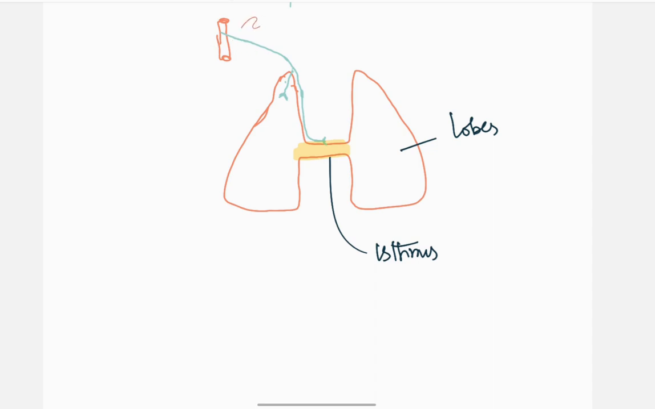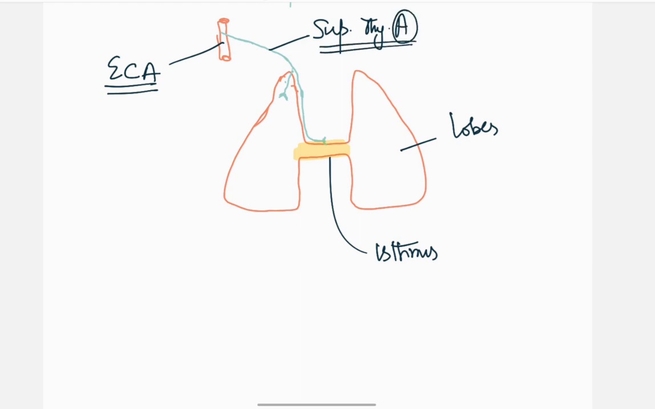The main artery from which these two arteries are coming is known as the external carotid artery. The artery which is coming from this up to the upper surface of the isthmus and to the upper pole of the thyroid gland is known as the superior thyroid artery, one of the main arteries in the vasculature of the thyroid gland.